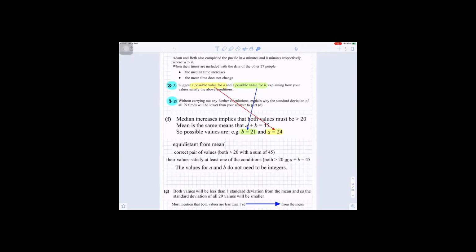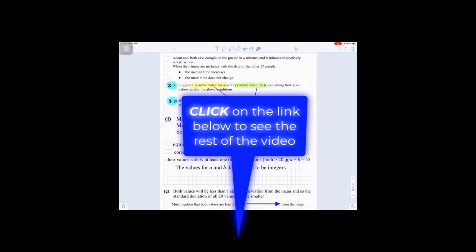Part G. Without carrying out any further calculations, explain why the standard deviation of all 29 times will be lower than your answer to part D. Both values will be less than 1 standard deviation from the mean, so the standard deviation of all 29 values will be smaller. So you must mention that both values are less than 1 standard deviation from the mean.